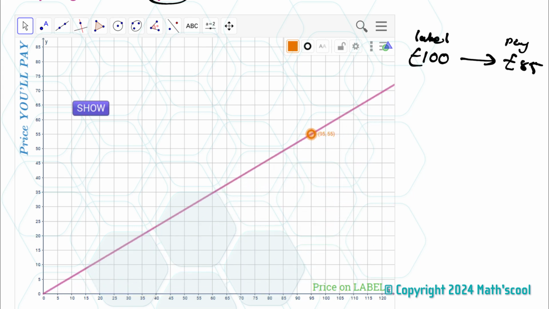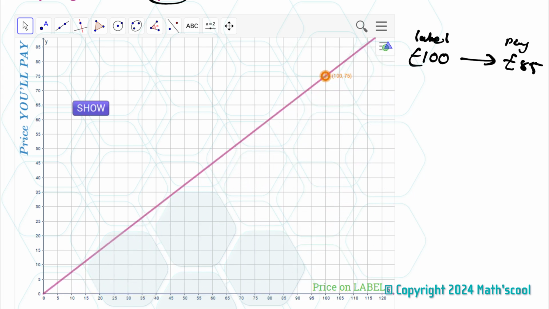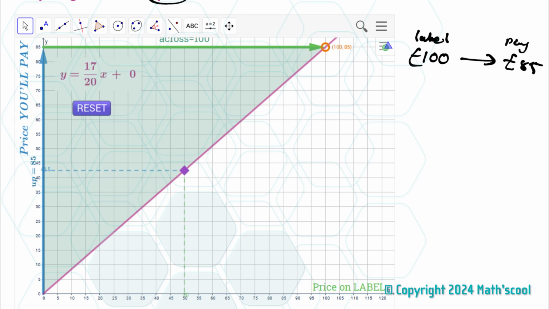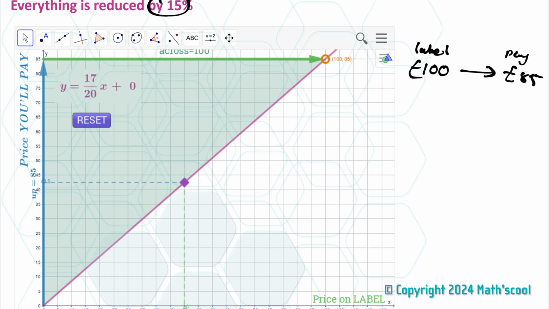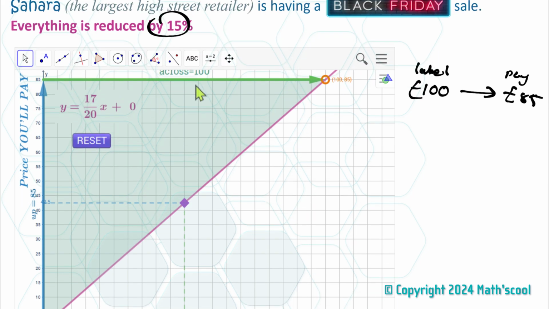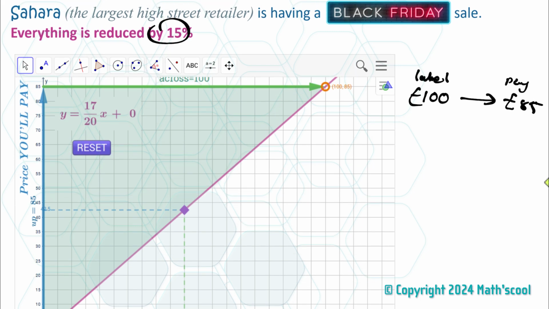100 is, I'm not going to be able to fit that on there. 85. 100 is 85. Okay, and of course it goes through 0, 0, because if the article is priced £0, then even with the discount it's still going to be £0. Okay, and so we can get our equation of our line by working out the gradient.